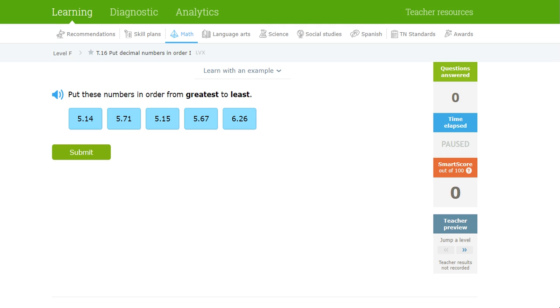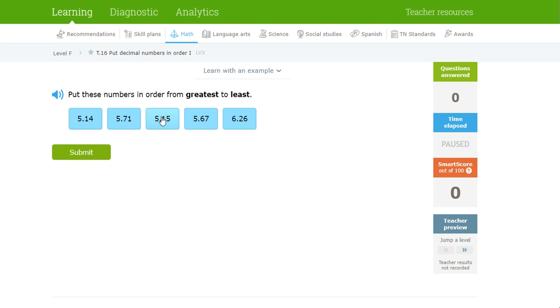So to put them from greatest to least, remember with decimals, we want to first compare the ones place, because the ones place is where we're looking at the whole numbers. With the decimal, the ones place represents something that's whole, and everything after the decimal represents parts of numbers. So in this 5.14, for example, if this was talking about apples, we would be saying that I have 5 whole apples and 0.14 of an apple. So 5 whole apples and a part of an apple.